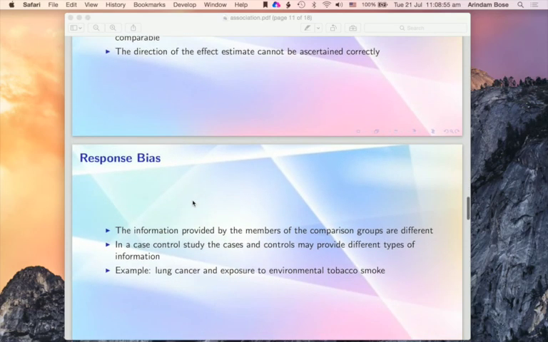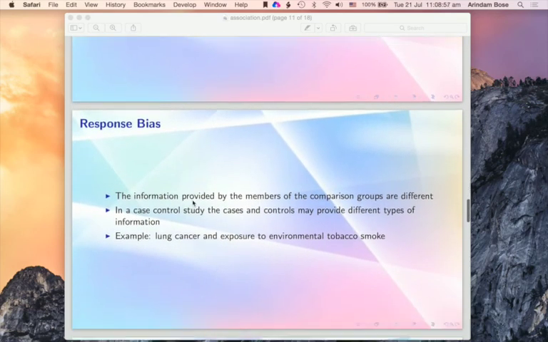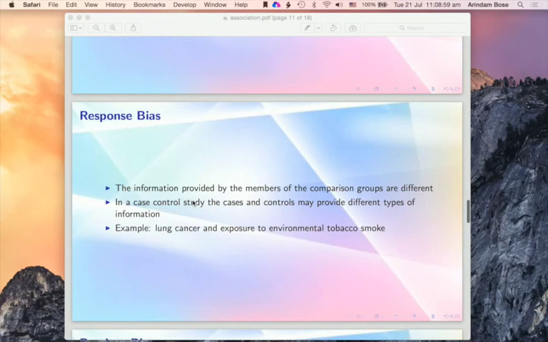The second thing is about response bias. In response bias, we have the situation where the members of the comparison groups provide us with very different levels of information across the comparison groups. Say, for example, in a case control study, the cases and controls provide different kinds of information. In other words, the cases may provide truer information, whereas the controls may provide false information, or the other way around.